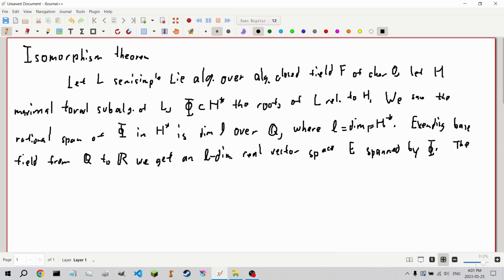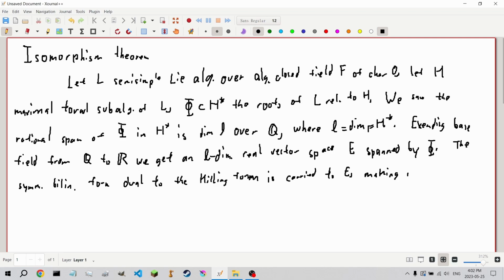Also, the symmetric bilinear form dual to the Killing form is carried along to E, which makes it a Euclidean space. Then by an old theorem, Phi is in fact a root system in the axiomatic sense in our Euclidean space E.